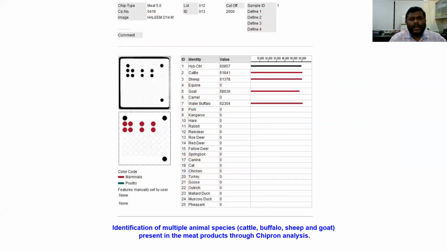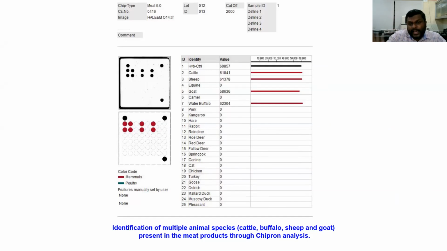So this is one of the Halim samples which we have collected. Here you can see there are 4 red lines. The 4 red lines represent 4 species. The cattle is present with a value of 61,000. The sheep is present with a value of 61,000. Goat is present with a value of 58,000. And buffalo is present with a value of 62,000. So literally we can say that 61,000, 58,000 and the others are all equal. So this is a scenario.